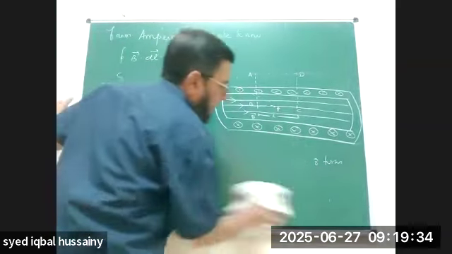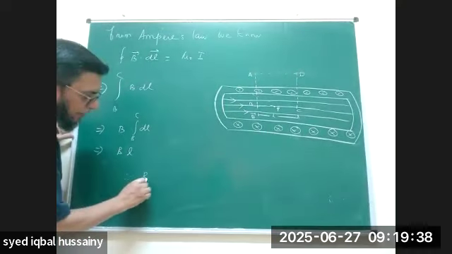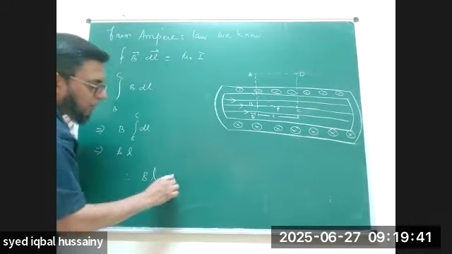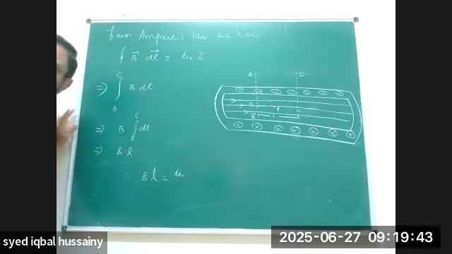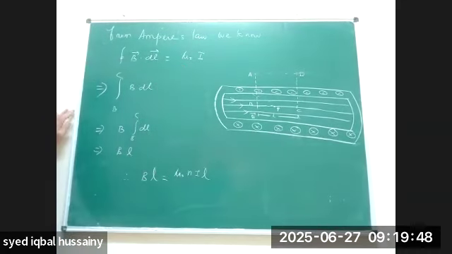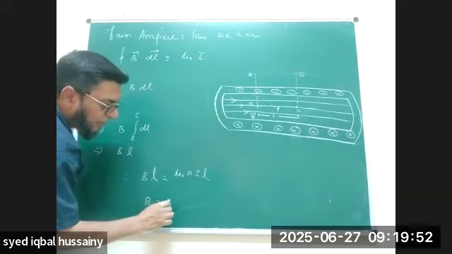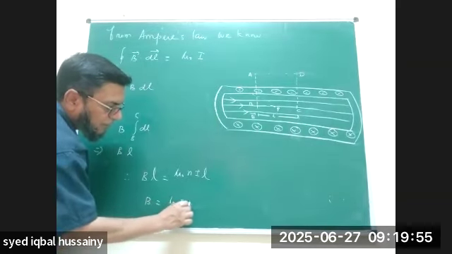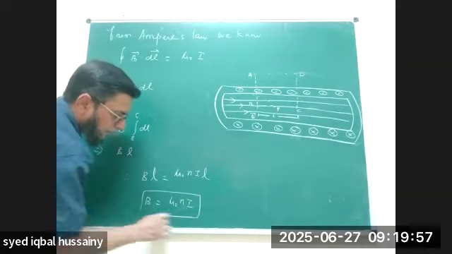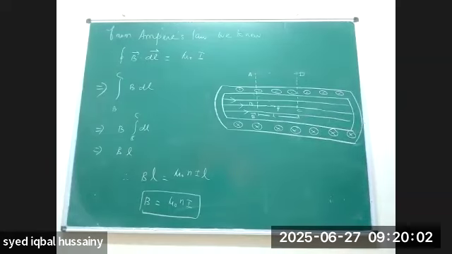Therefore, left hand side is B L, equal to right hand side, which is mu naught. Instead of I, what did we say? Current is what? N L. So N L get cancelled. Therefore, the magnetic field at the particular point P will be equal to mu naught times N I. Magnetic field due to long solenoid is B equal to mu naught times N I. This is your final expression.